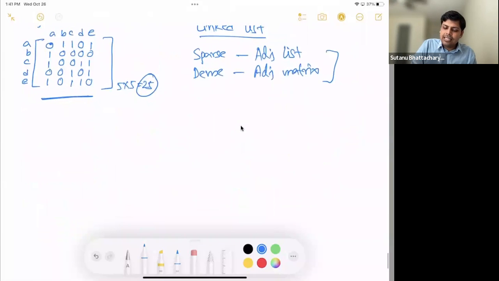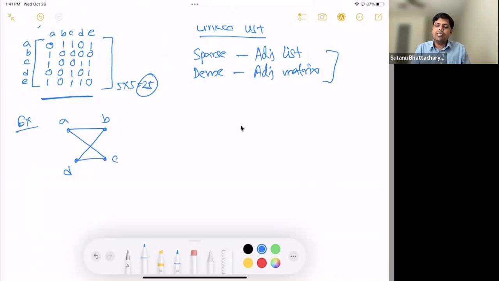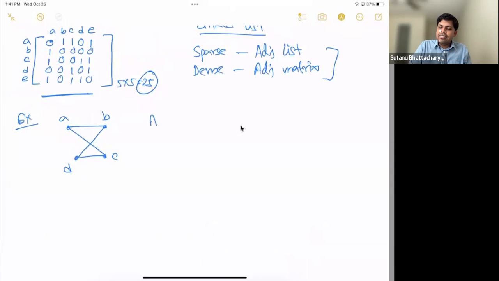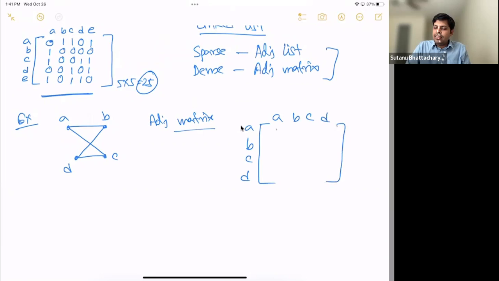So let's take one example. This is one graph which is given. Now you need to find its adjacency matrix. How to do that? Just draw the matrix first, A, B, C, D, A, B, C, D. And see, A to A, there is no edge. A to B, there is an edge. A to C, there is an edge. A to D, no edge.